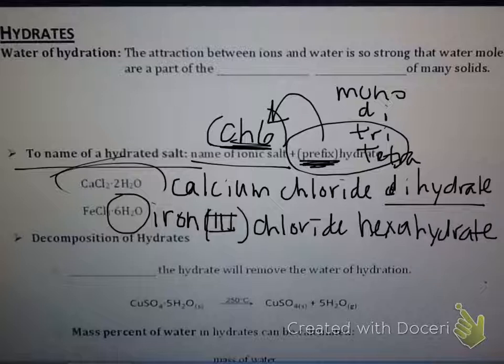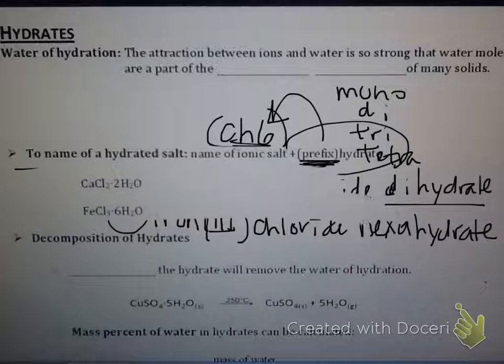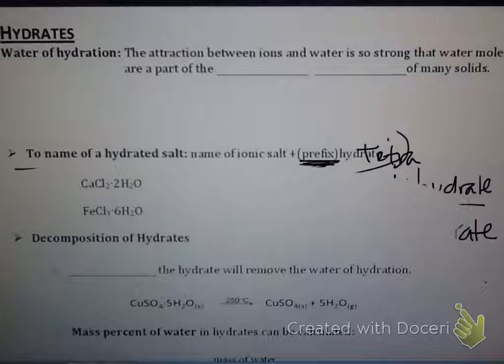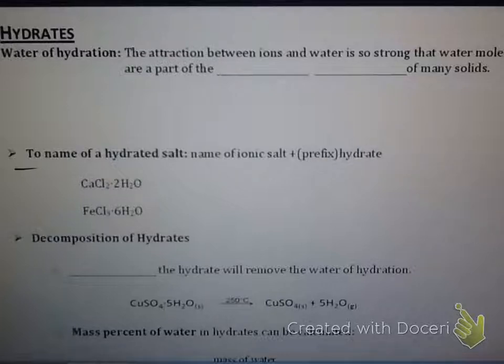Alright, so that's how you name the hydrates. Not hard at all. Let's talk about how you could decompose the hydrates. If you've got water loosely bound in your crystalline lattice, you can just heat it up to remove the water. So heating the hydrate will remove the water.